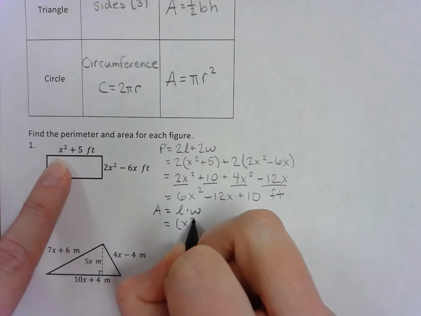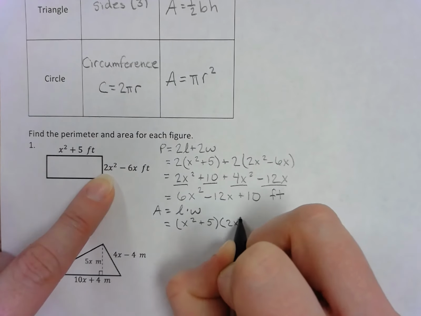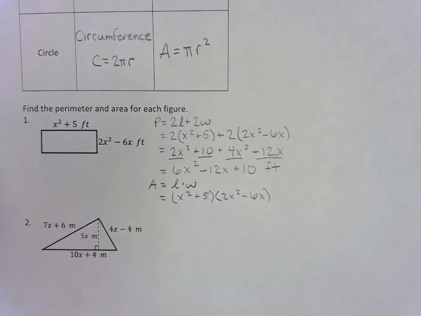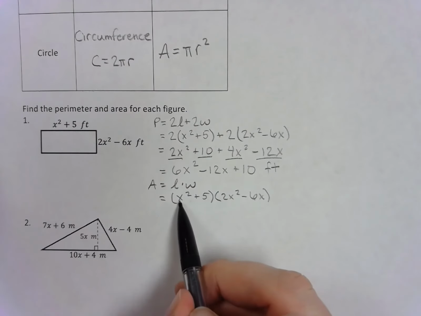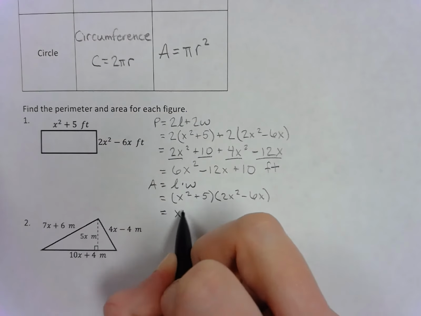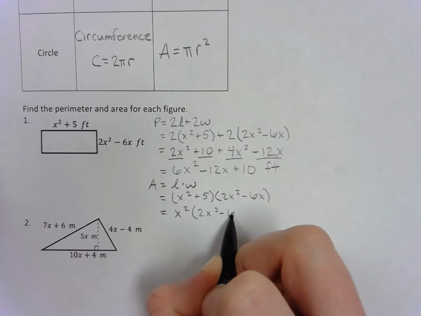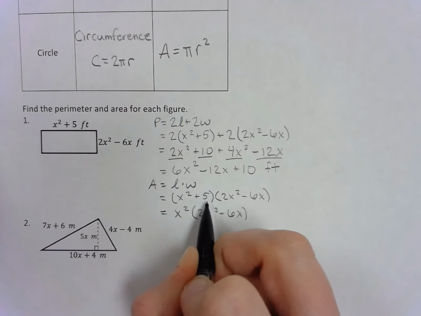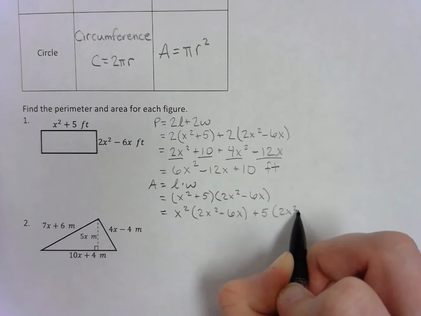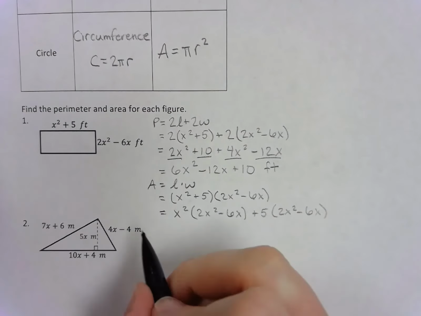So we have x squared plus 5. We're going to multiply with the 2x squared minus 6x. So now we're going to use the distributive property. We're going to multiply this x squared times the entire second parentheses. So let's write that out. The 2x squared minus 6x. Then we're going to multiply the 5 again times that entire parentheses, 2x squared minus 6x.